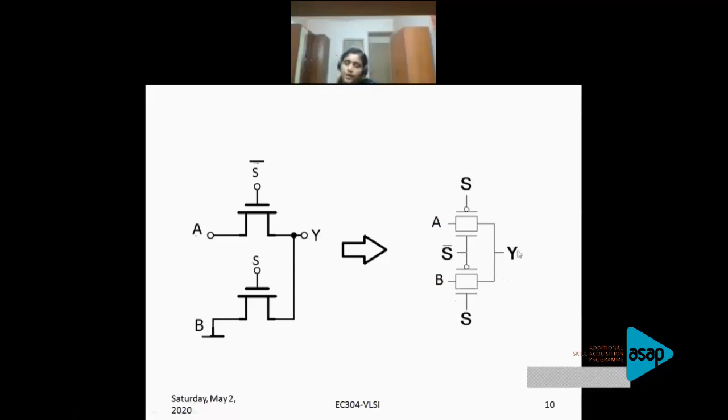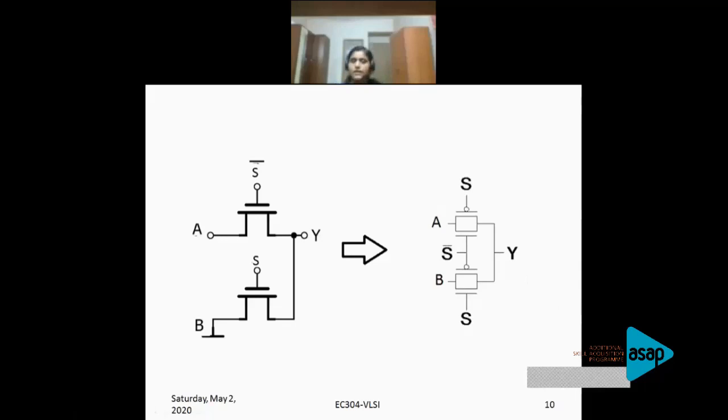So how can you write the output equation? You can write it the same way you analyzed pass transistors. You need not worry about writing the equation for the PMOS side; you just need to look at the NMOS side. So the output equation Y is A dot S bar plus B dot S. So your output Y is A dot S bar plus B dot S, which is nothing but the equation of a 2x1 multiplexer.